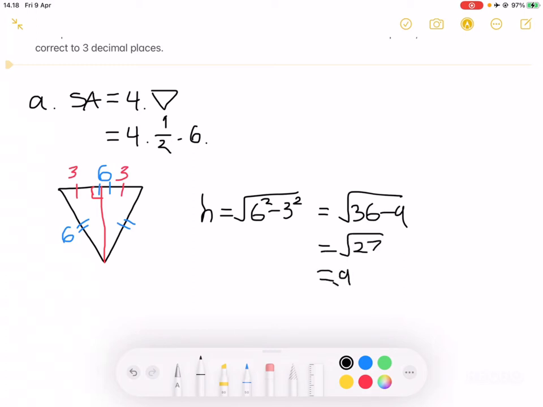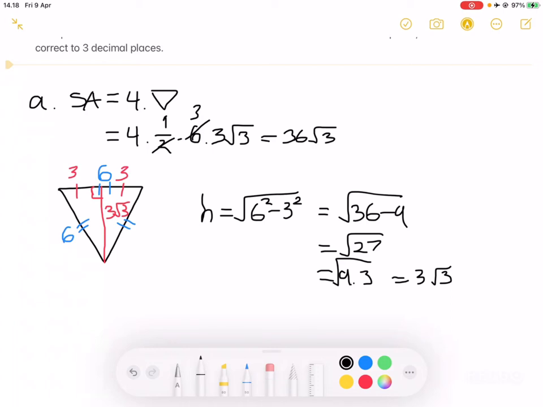of 27. We can rewrite 27 as 9 times 3. We can extract this 9 out of the square root to get 3 square root of 3. So it turns out that this height will be 3 square root of 3. So I just plug that in here. So 4 times a half times 6 times 3 square root of 3, which will be, as you can just cancel this and cancel this, get 3. That will be 36 square root of 3.